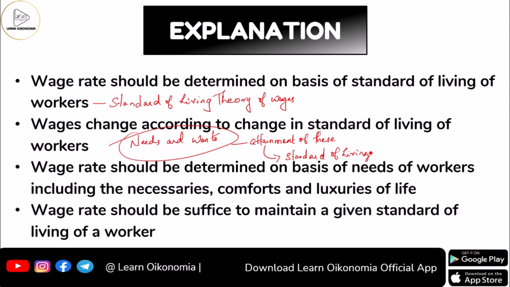And whenever we consider the standard of living theory of wages, it doesn't say anything regarding the fulfillment of all the wishes of people, but it says that the wages paid to the workers should be enough for them to satisfy their needs regarding certain necessities, certain needs regarding their comforts, and also a little bit of their needs regarding luxuries in life. So the wage should be sufficient to deal with necessities, comfort, and a little bit of luxuries in life. And the wage should be sufficient to maintain a given standard.